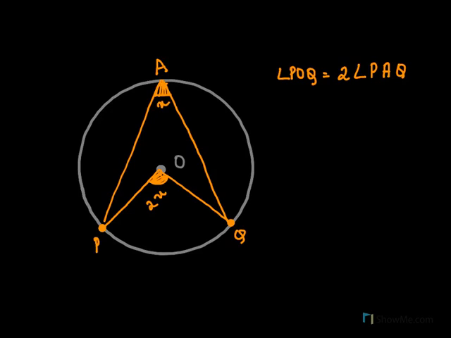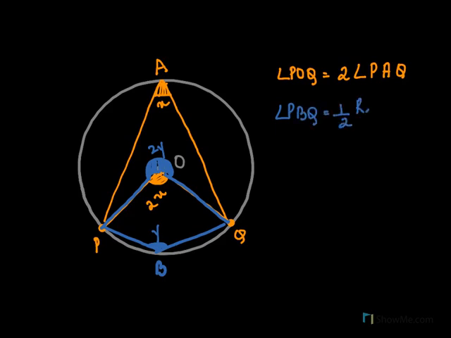And there is another angle on the other side, the reflex angle. This reflex angle will be double of, if you go down here, so if this is y, this will be 2y. So I can say angle PBQ is half of the angle at the center, which is reflex angle POQ. We'll be using these properties in all our sums.